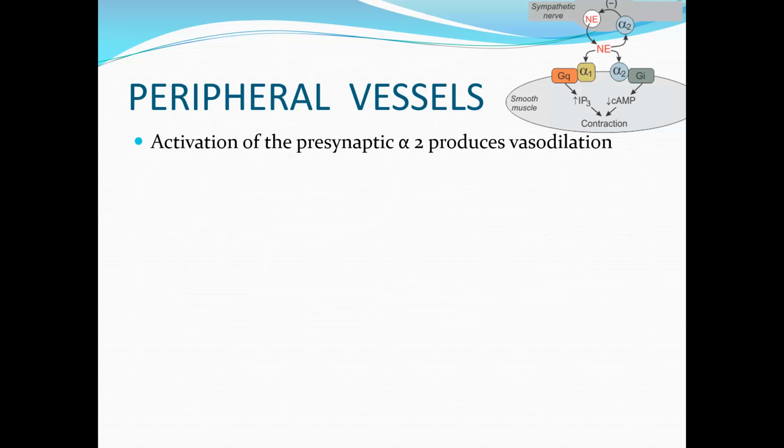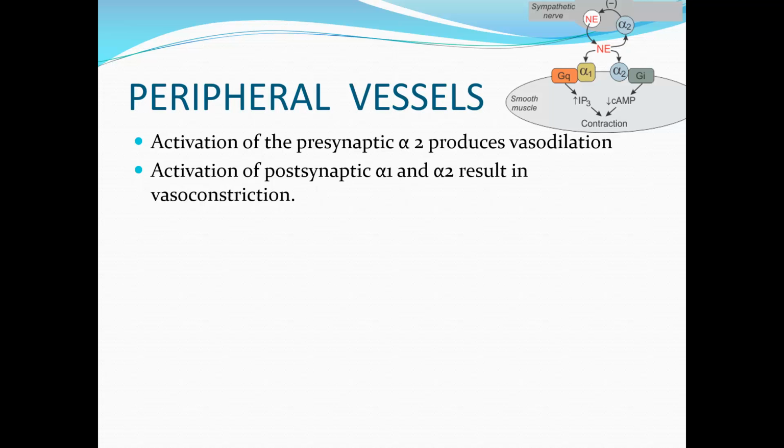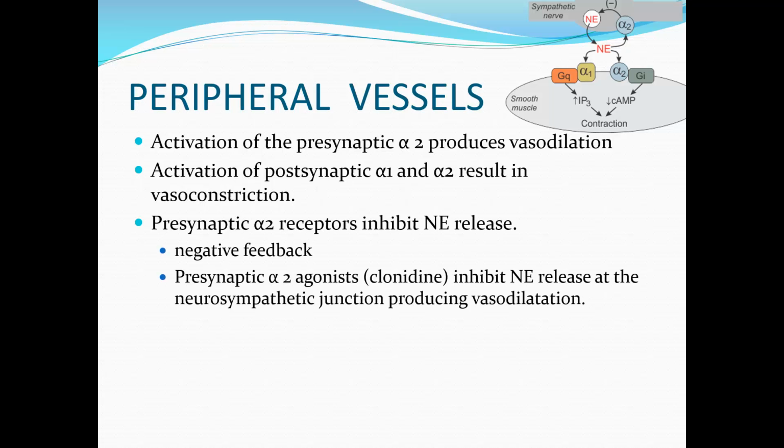What about peripheral vessels? When you activate presynaptic alpha 2, it results in vasodilation. Again, presynaptic alpha 2, when you activate it, you get vasodilation. When you activate the postsynaptic alpha 1 and alpha 2, you get vasoconstriction. This is because presynaptic alpha 2 receptors inhibit release of norepinephrine. This is a negative feedback control.